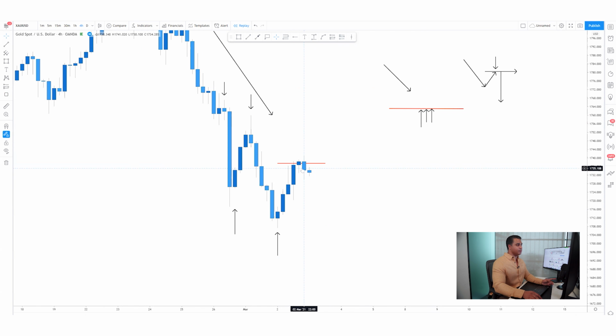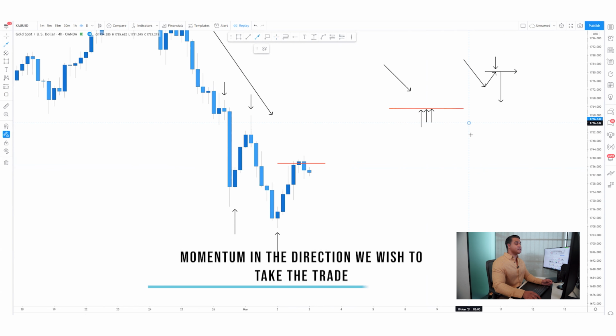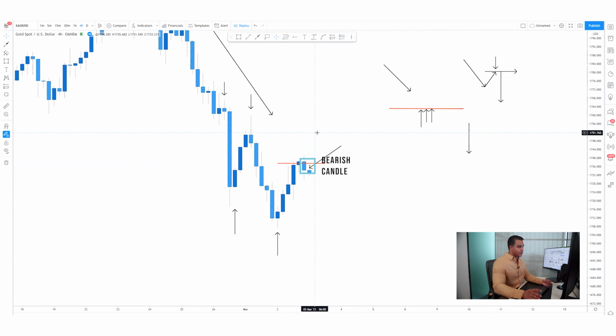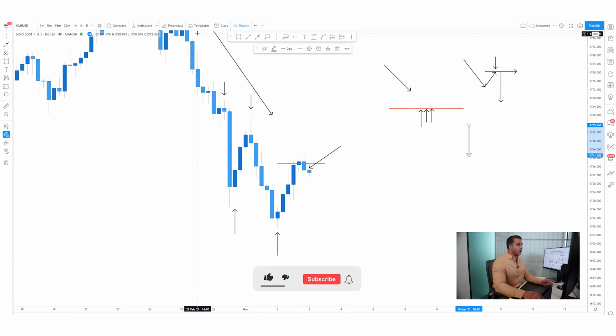That's the first principle. The second thing that we need to be looking at here is momentum in the direction we wish to take the trade. And the way you're going to identify that is by a big bearish candle or a bearish candle. You want this candle to come off of the back of price failing to make a new high, and then identifying the momentum in line with the trend, which is this information here.